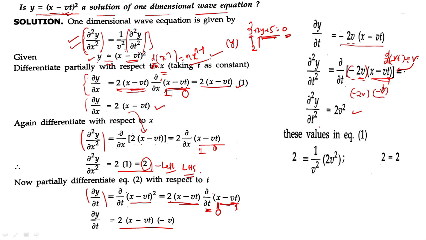Now in the equation it should be multiplied with 1 by b square. So b square cancels, the remaining part is 2. So this part is the RHS, the right hand side part. So LHS is equal to RHS, that is 2 equal to 2. That means the solution y satisfies the equation. That means it should be the solution. It must be the solution of the wave equation.